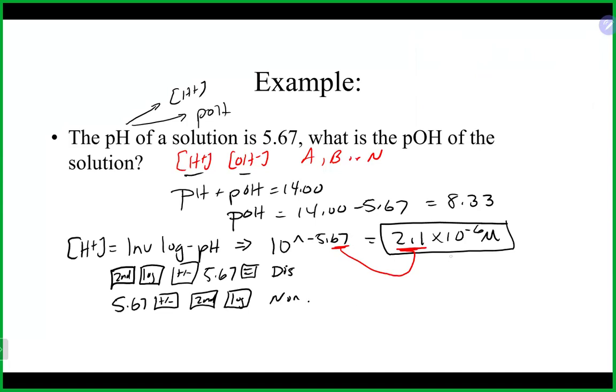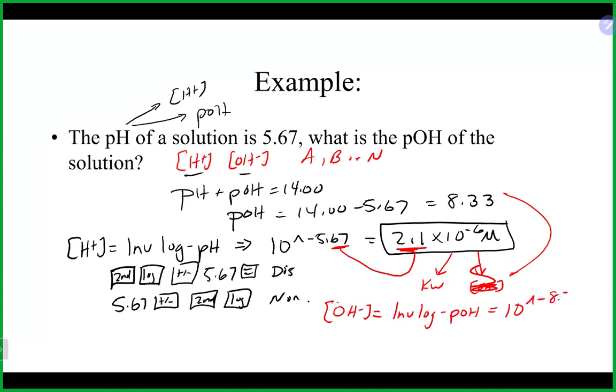We can, at this point, actually have two options. We could also use Kw at this point to get the OH minus, or we could get the OH minus from the pOH as well. Over here, actually, we could do that. So I'll do the same thing with the OH minus. It will be the inverse log of the negative pOH, which will again give you a 10 and a caret, negative 8.33. And if we do that there, and again, you can use, like I said, Kw at this point.